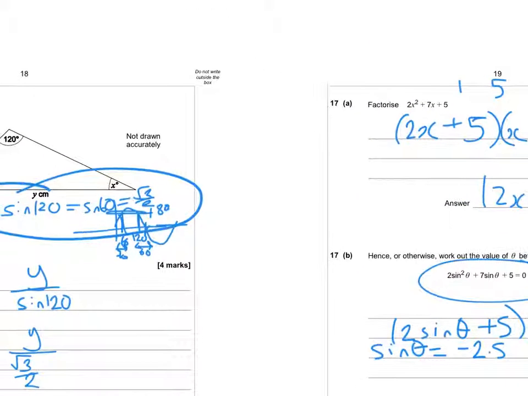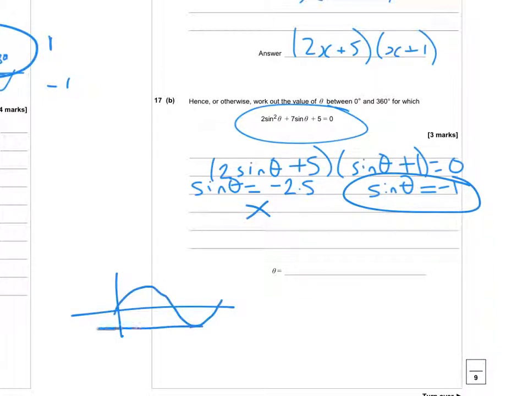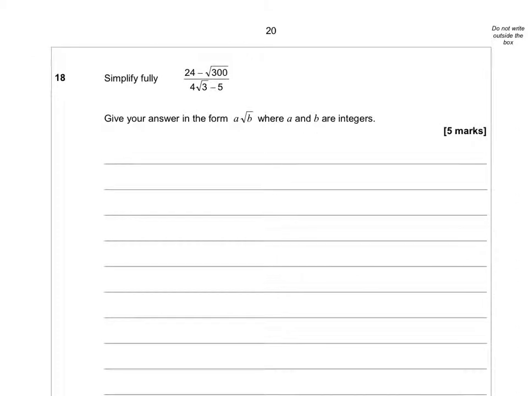Now from the sine graph, it's always between 1 and minus 1, so this is not possible. So you've just got sine theta is negative 1, so you've got to find the inverse sine of negative 1, which means at what point is it negative 1? That's 180, that's 360, exactly in the middle, 270. You need to be really familiar with the sine and cosine graphs.